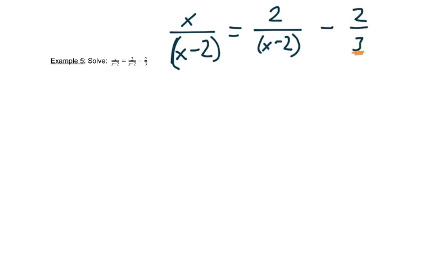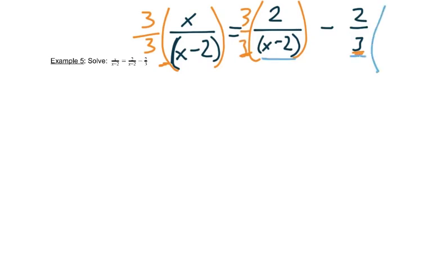So when we look at this fraction, it has a 3 in the bottom, but this one doesn't, and this one doesn't. So we need to take this fraction and multiply by 3 over 3, and the same with this one. Now this last fraction has the 3, but it doesn't have the x minus 2. So it needs an x minus 2 and an x minus 2.